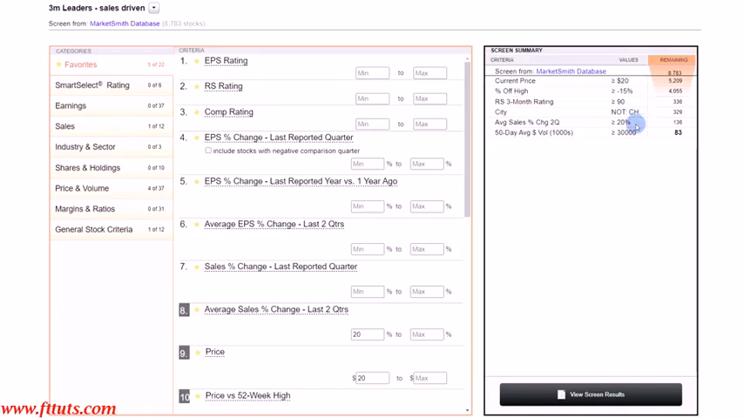Also, this is a stock that you're looking for strong relative strength, but it has at least averaged 20% sales growth per quarter for the last 2 quarters. And so in this case, we end up with 83 stocks.